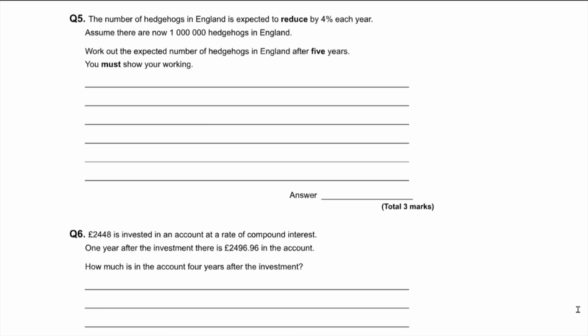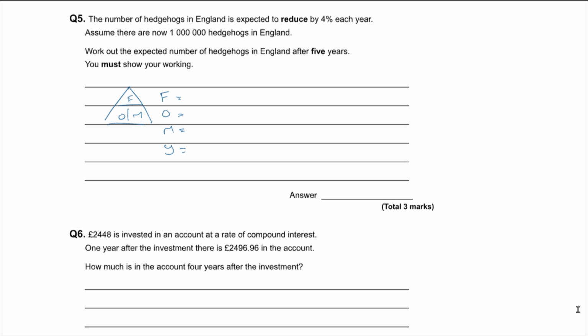Question 5. The number of hedgehogs in England is expected to reduce, oh no, that's so sad, by 4% each year. Assume that there are now 1,000 hedgehogs in England. I don't want to do this question. Work out the expected number of hedgehogs in England after 5 years. You must show your working. Okay, so final, original, multiplier. This is the decay part of growth and decay, similar to depreciation. So the depreciation of hedgehogs, bless them.